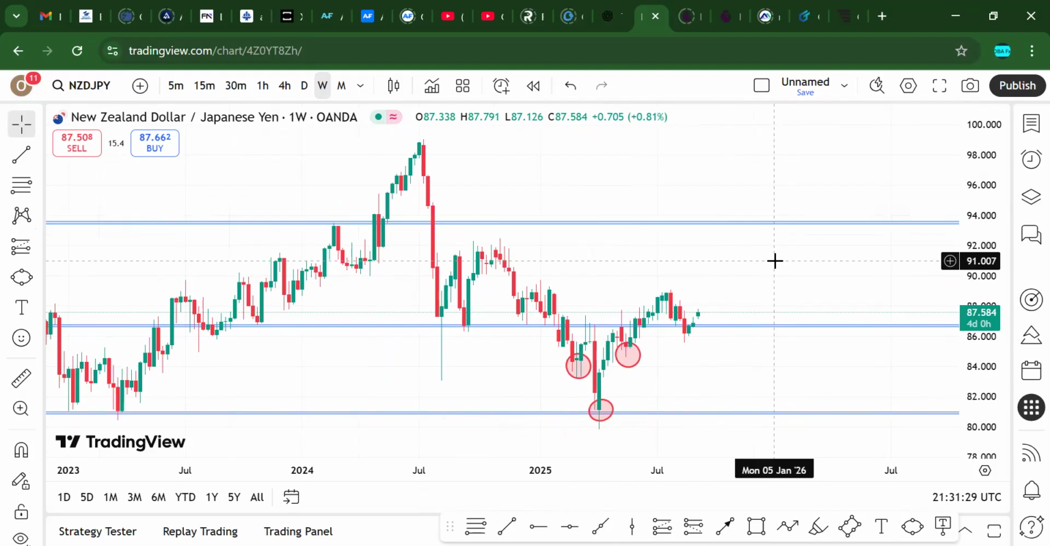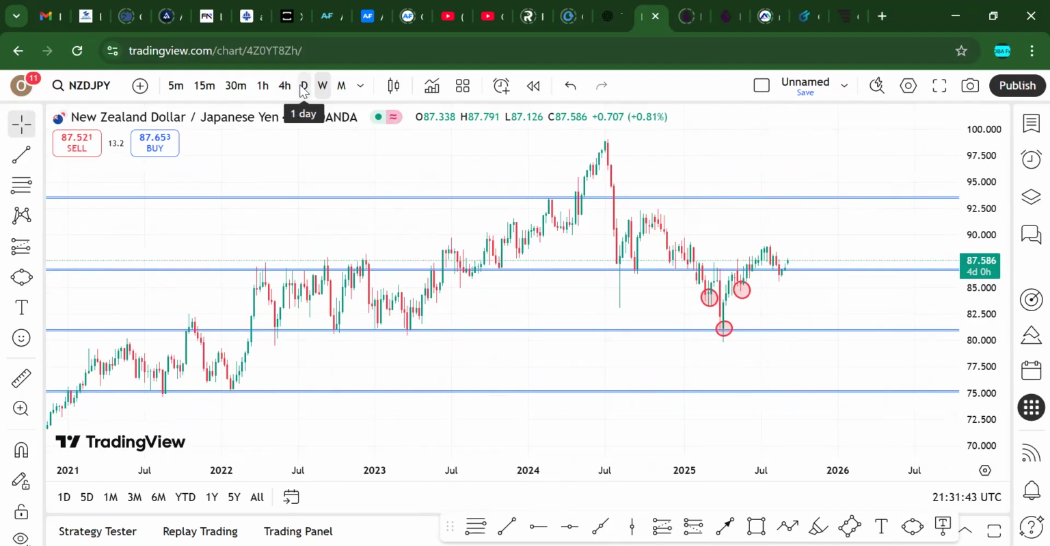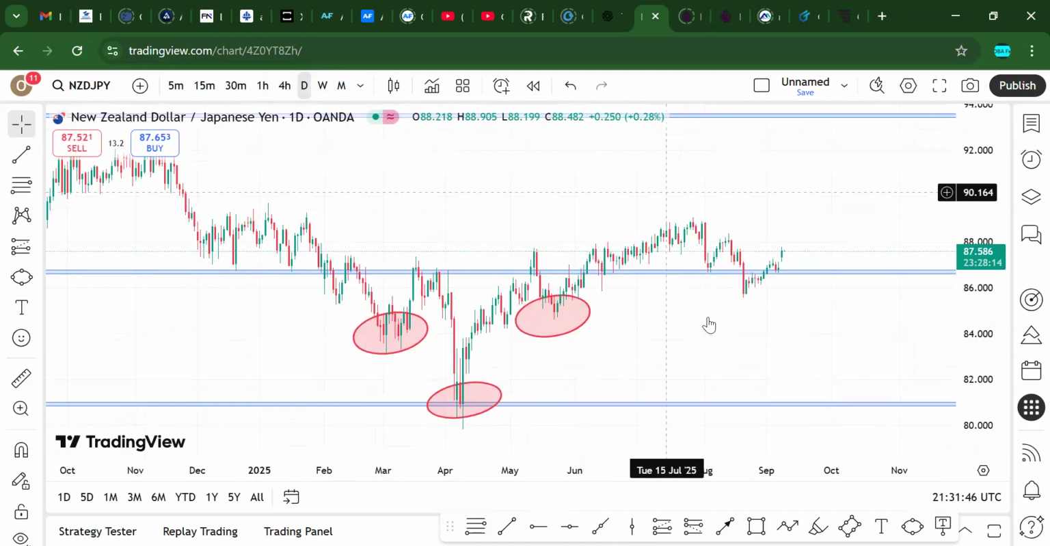So what do we do next? The next best thing to do would be to go to the next lower time frame, which is the daily time frame, to see the most recent trend of the market, from which we can start looking for our trading opportunities. So if I zoom out, I can go to the daily time frame.